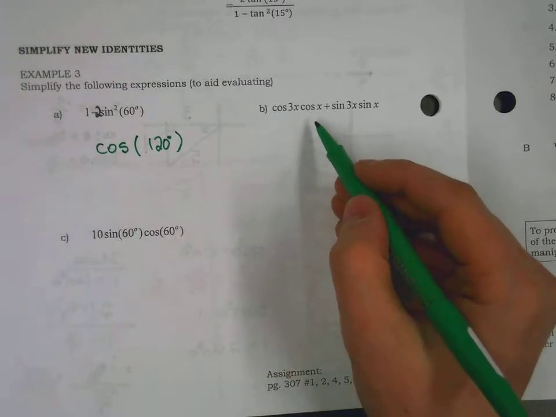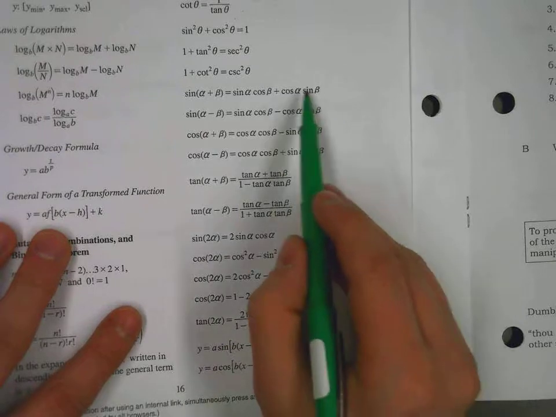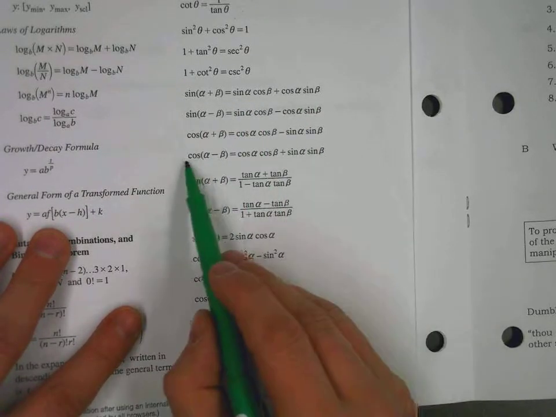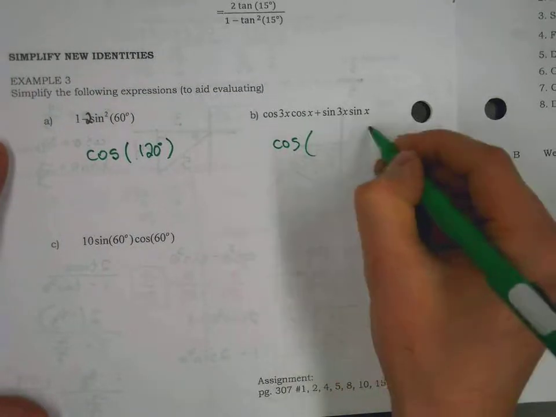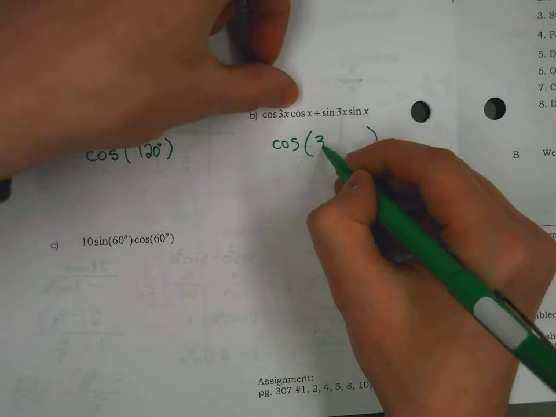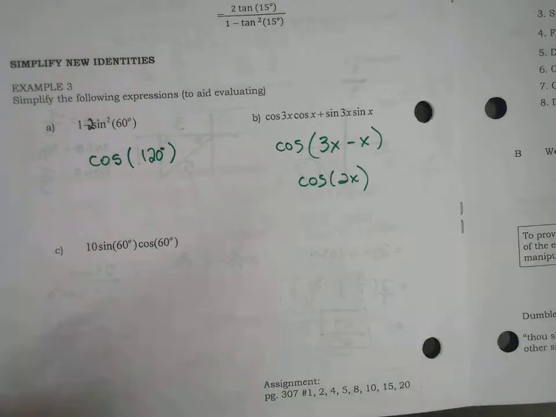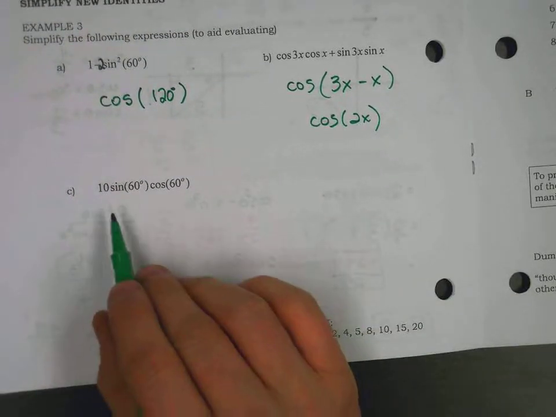Cos times cos plus sine times sine. That's the bottom one, cos of subtraction. The two angles are 3x and x. This could tidy up to become cos of 2x. Those are like terms. And lastly, 10 sine cos.